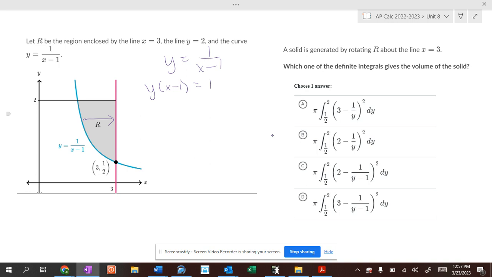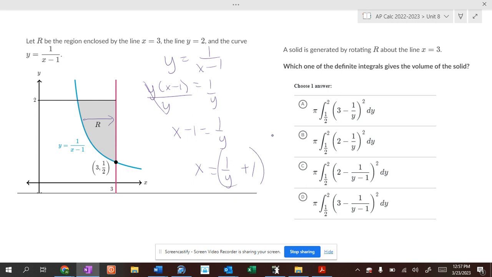Now what do you think I have to do? Well, I guess I can. Why don't I divide by y? I was going to distribute and then do a different way, but yeah, I'll do it Miles' way. So x minus 1 equals 1 over y. So x equals 1 over y plus 1.